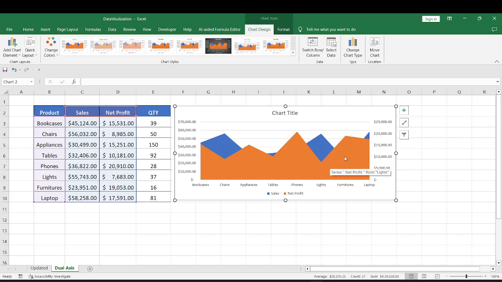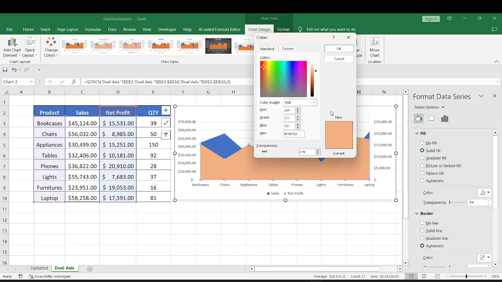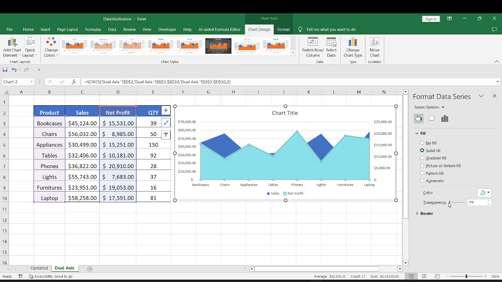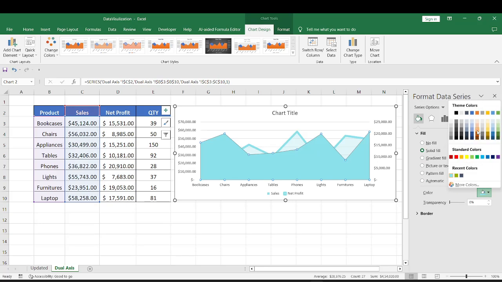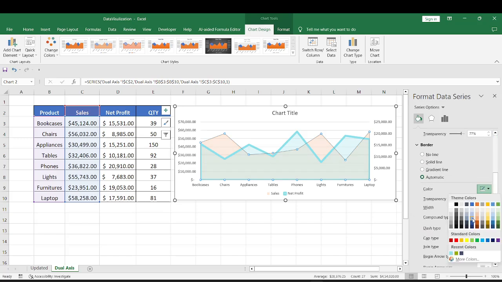Let's change the color to transparent colors so that we see all those lines behind this particular area. Right click. Let me change the color. Let me apply the transparency on this. Similarly, let me go to this chart, solid color. Let me select this color, increase the transparency, give border as the same color.